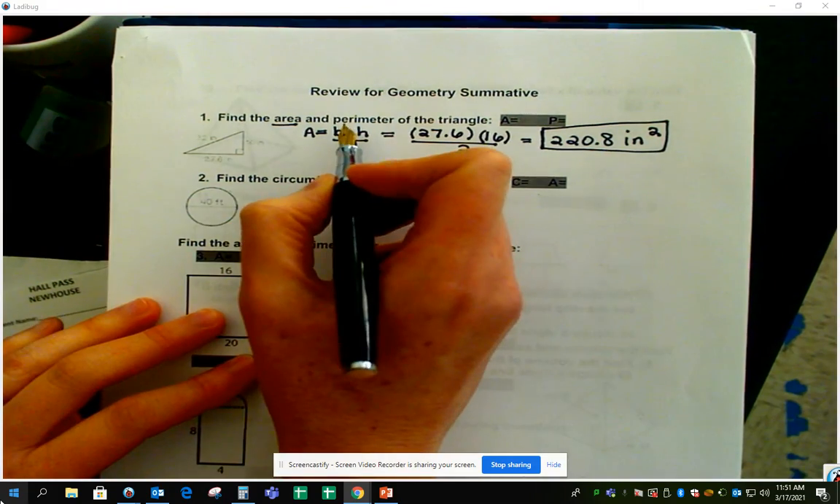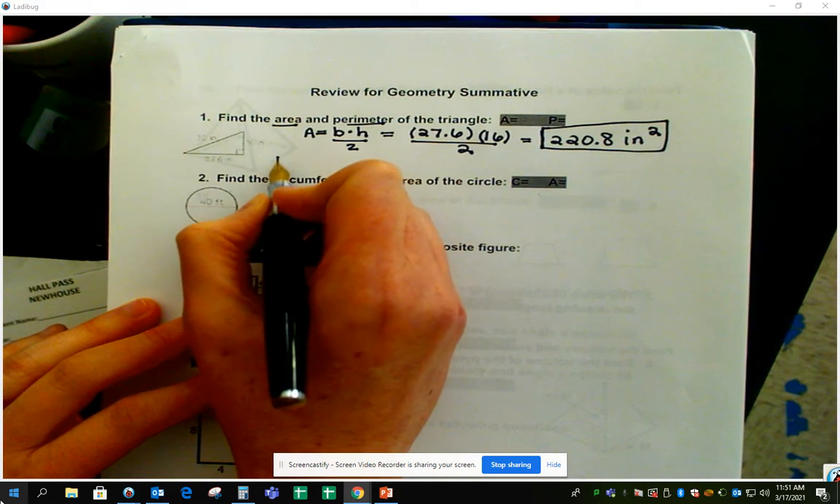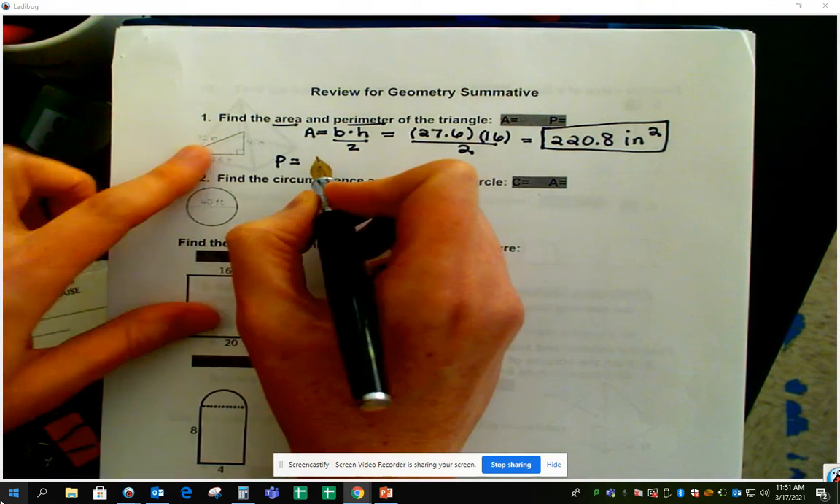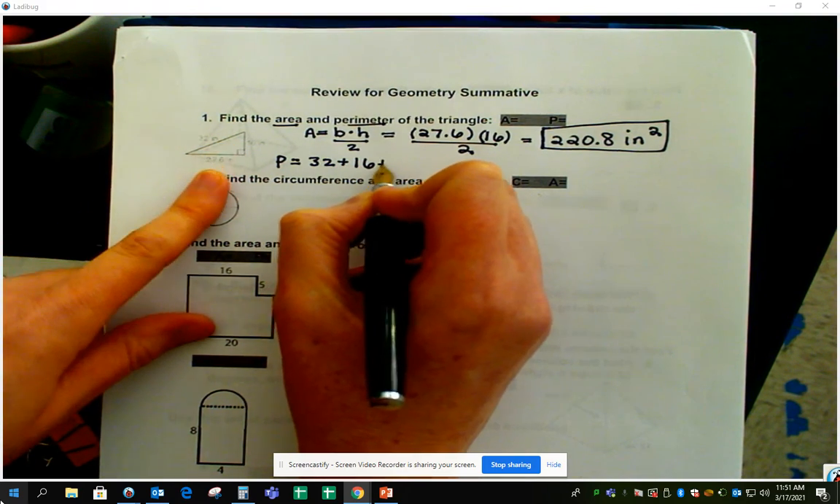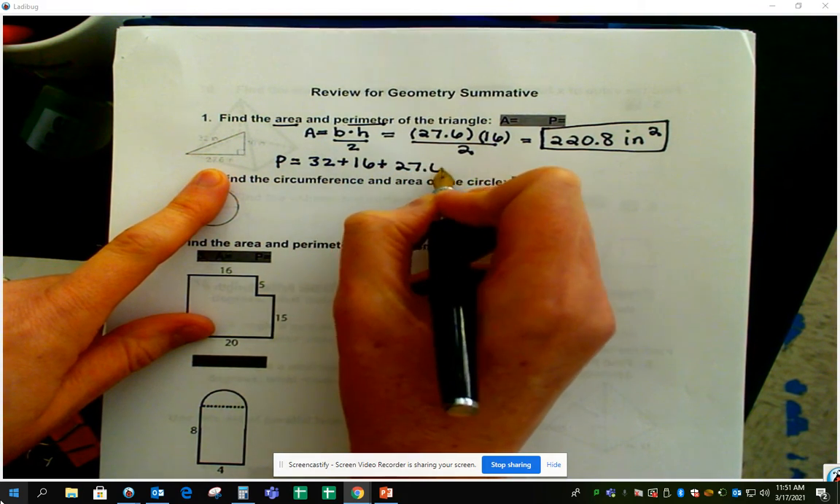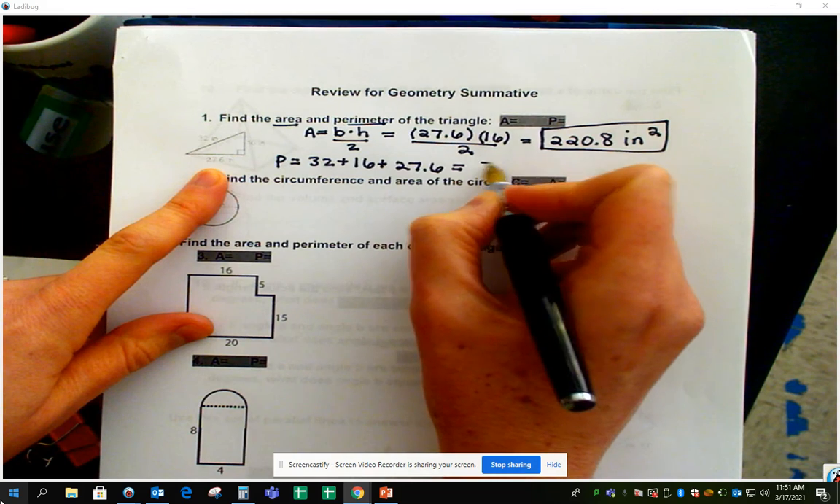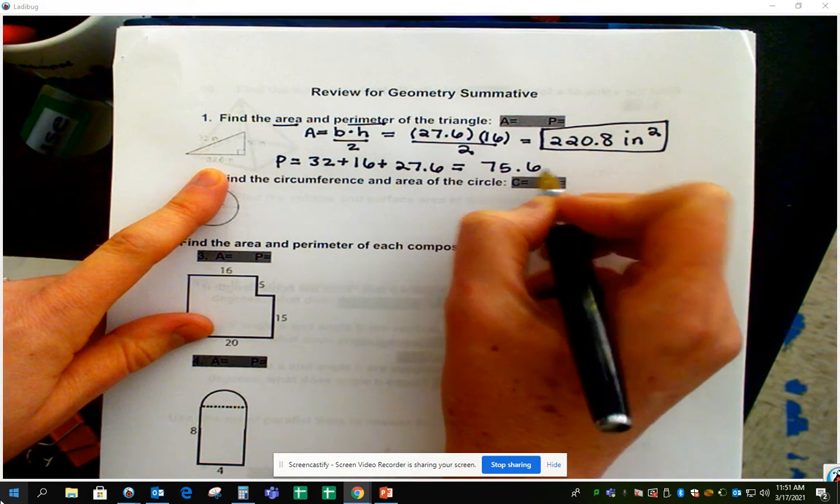All right, and then we need the perimeter. Remember, the perimeter is just adding up all the sides. So I've got 32 for this length, 16 for this length, and 27.6 here. And once I add them up, I'm going to have 75.6 inches.